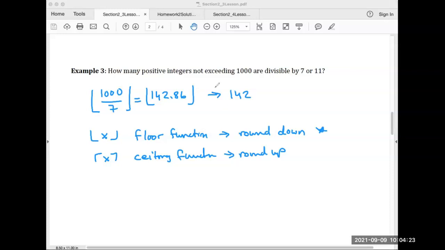In this case, you want to round down because you're not quite at having 143, because you have to go to 1,001. Yeah, you need to go to 1,001 to have 143 integers that are divisible by 7. Okay, how about 11? If I do 1,000 divided by 11 and do the floor, what's that? That's 90.9.